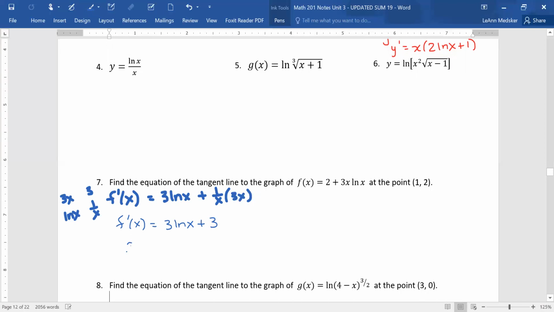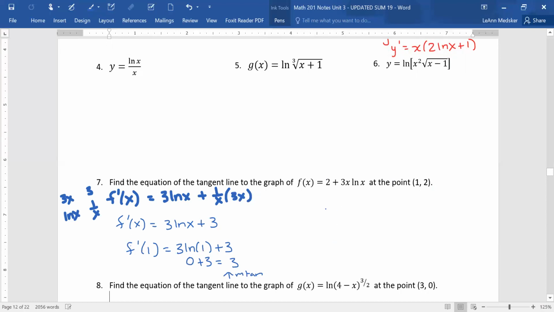We would plug in our point value for the x coordinate to find this. Remember, this is going to be our slope. Now, natural log of 1 is 0 because remember e to what power equals 1, and that would be 0. So this is 0 plus 3, which is 3. So there's my m of my tangent line.